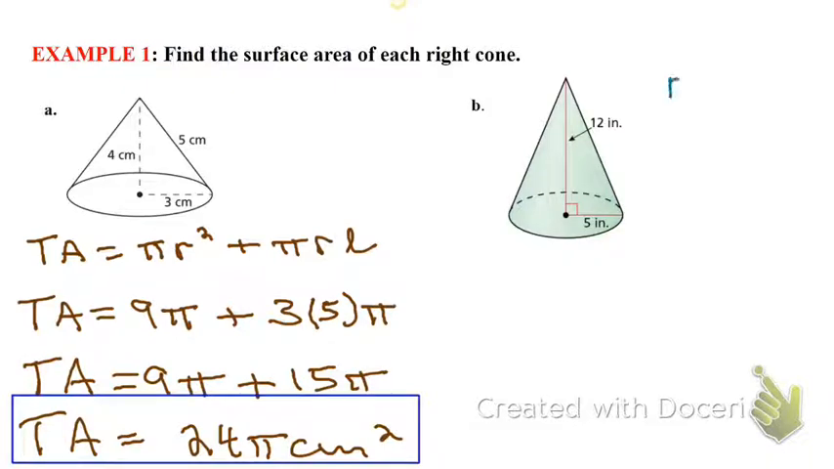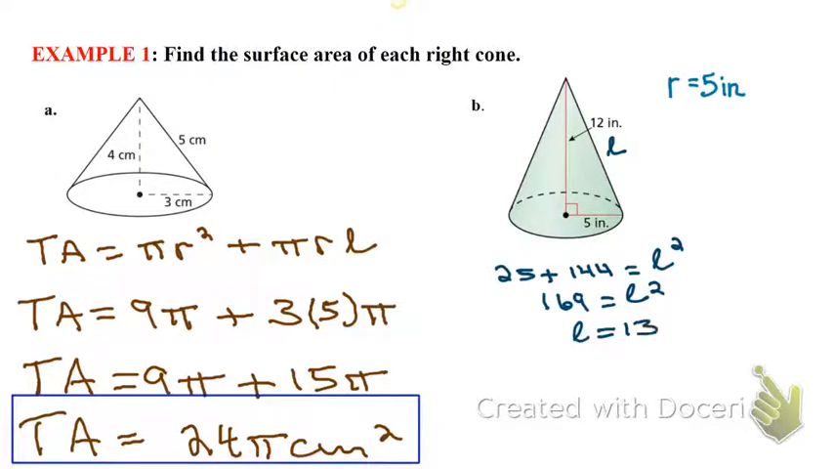Well, we know that the radius is 5 inches, right? But what's the slant height? It's not there, is it? So we need to figure that out. Well, we can look at the right triangle made up of the radius, the height, and the slant height and use the Pythagorean theorem to figure that out. Here we go. Since the radius is 5, squared is 25, and since the height is 12, squared is 144, so that will equal L squared. So 169 equals L squared, so the slant height is 13.